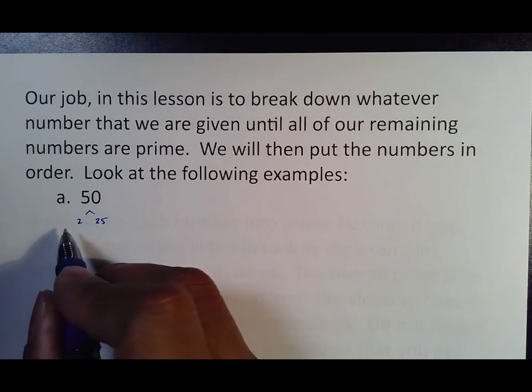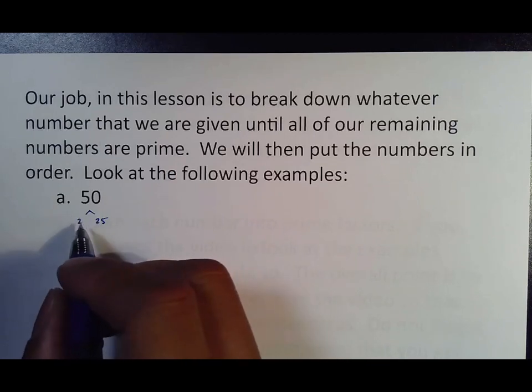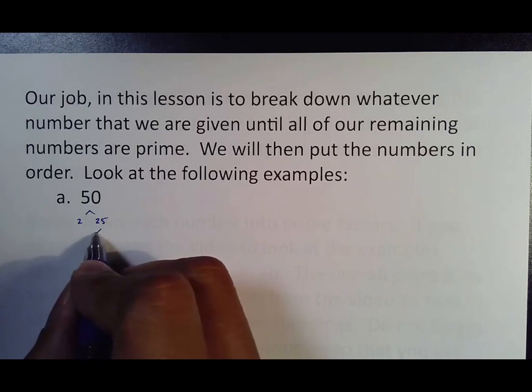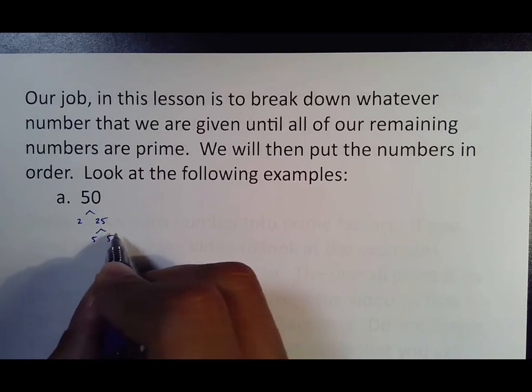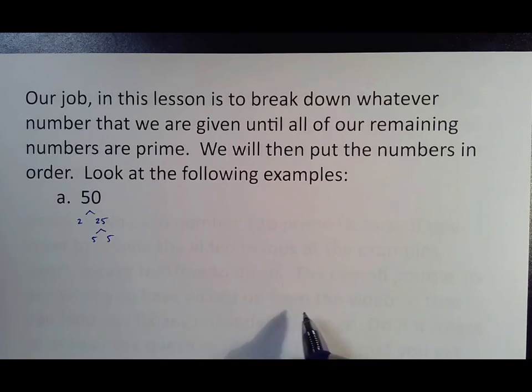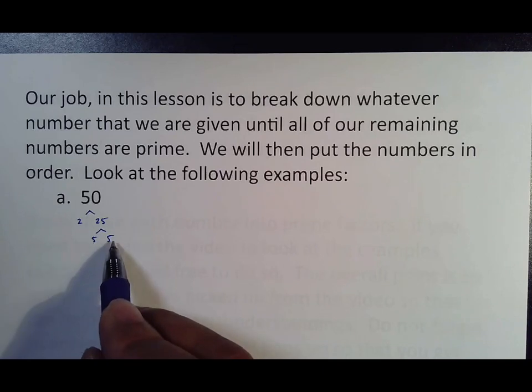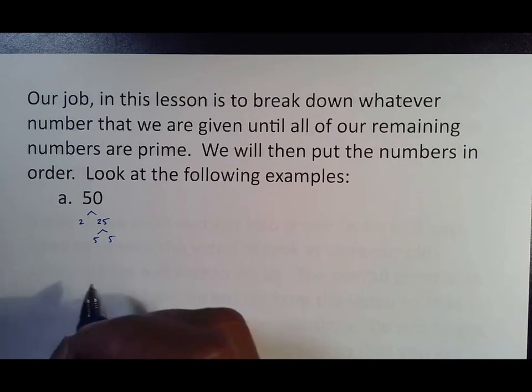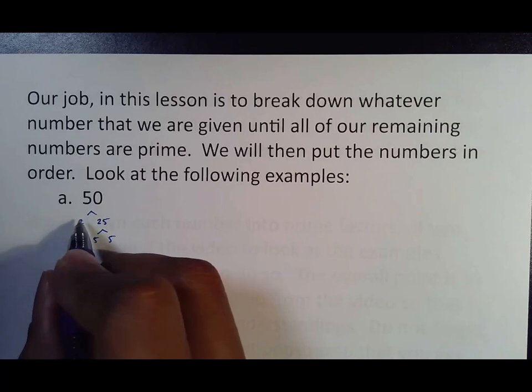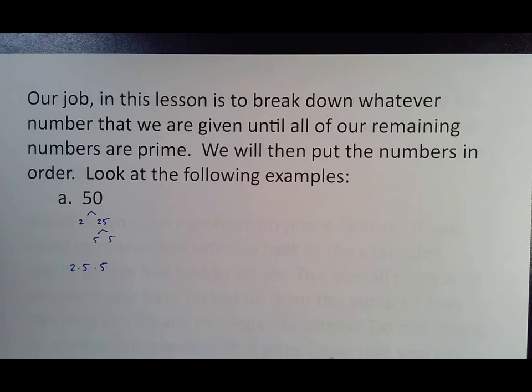25, I mean 2 is prime, because again I can't do anything with that, so I'm going to leave that where it is, but 25 can be broken down to 5 times 5. And so that's prime, that's prime, that's prime, which means now I put them in order. So prime factorization would be 2 times 5 times 5.